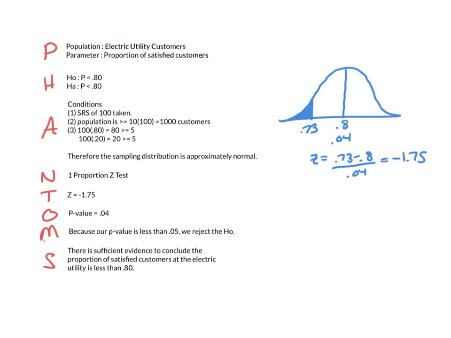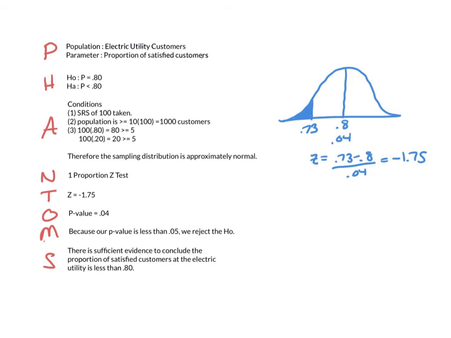And I actually wrote the acronym on the side. That's optional, you don't have to write that. But this is from that same problem. So P stands for population and parameter. The electric utility customers are the population, and the parameter is the proportion of satisfied customers. You can write that like that, or you could write a sentence and say we're trying to find the proportion of satisfied customers from the electric company. But you need to mention who the population is, the electric company customers, and what you are trying to find, the proportion who are satisfied.